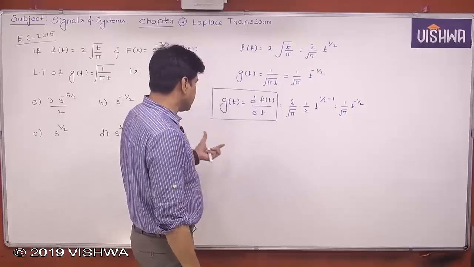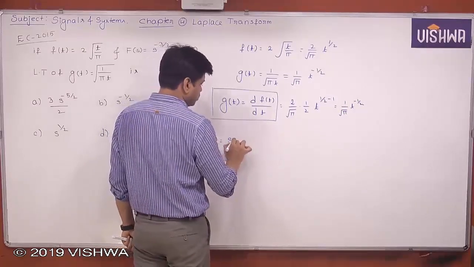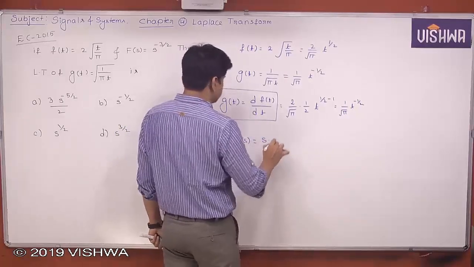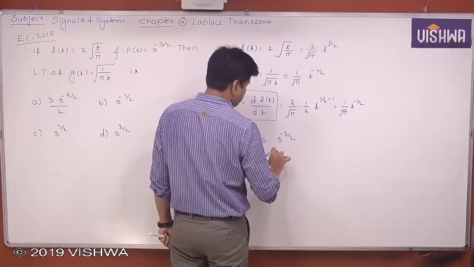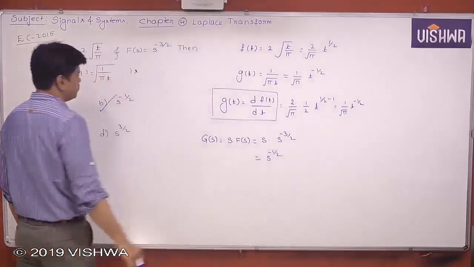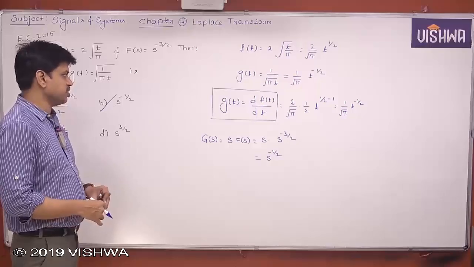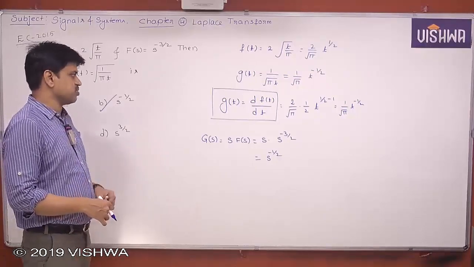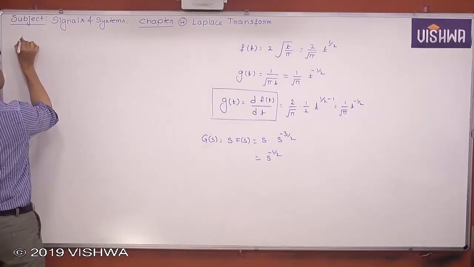So once we know this relation, directly we can calculate g of s is equal to s into f of s. So f of s is given as s power minus 3 by 2. So this is going to be s power minus 1 by 2. So this is what the answer is. Clear or not? So just we have to see what is the relation between g of t and f of t. Once we know the relation, we can say what is the Laplace transform for g of s.